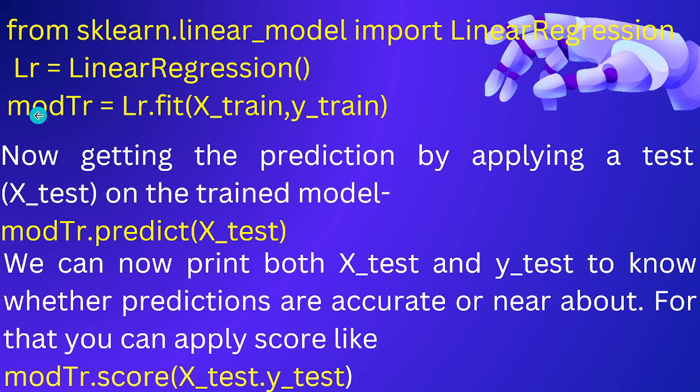So I have taken another variable, mod_tr is equal to LinearRegression dot fit. The fit function will train the model. So here we'll have to mention xtrain and ytrain. Now getting the prediction by applying the test, that is x test, on the trained model. So what should be the format? The format should be mod_trained dot predict x test. So x test we already have, 20% or 30%, whatever, and we have trained the model using lr dot fit.